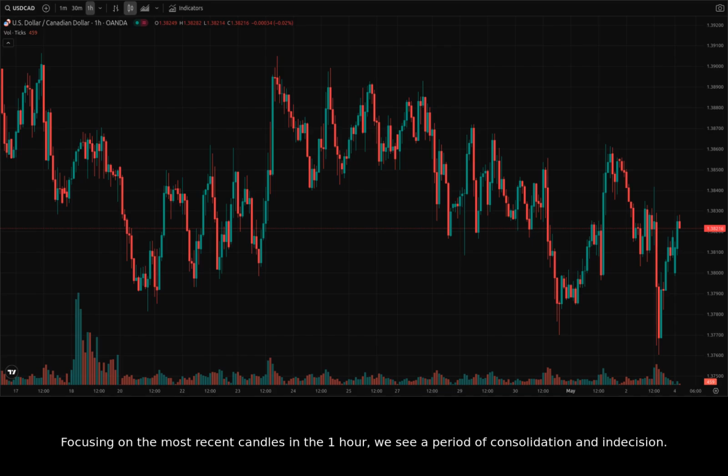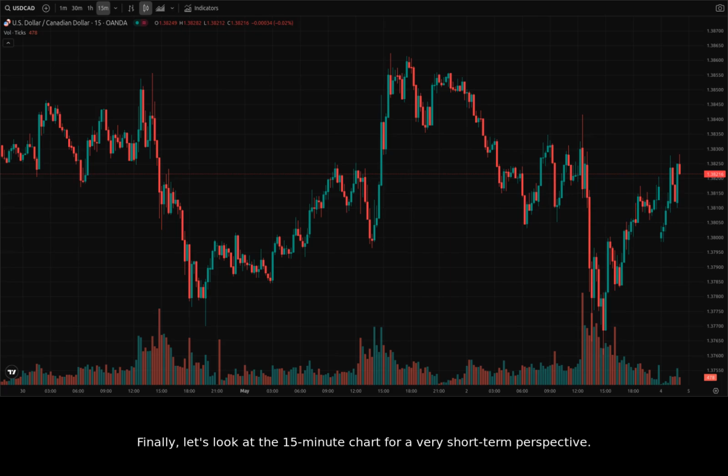Focusing on the most recent candles in the 1 hour, we see a period of consolidation and indecision. This could mean that the market is awaiting further catalysts to determine the next direction. Finally, let's look at the 15-minute chart for a very short-term perspective. This chart will help us identify immediate support and resistance levels. Examining the recent candles on the 15-minute, we can see there has been very little movement today.